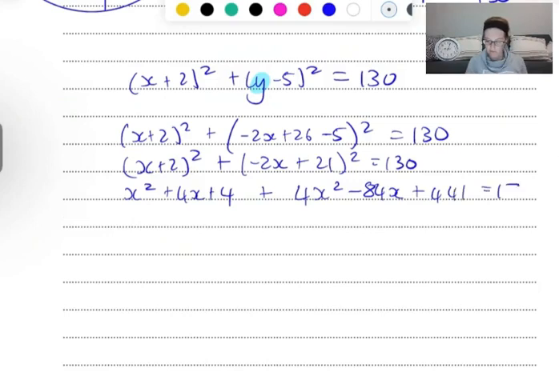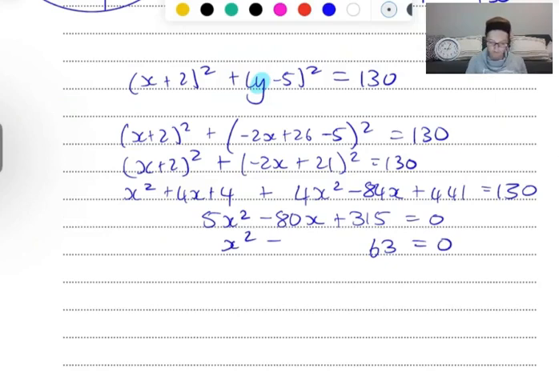141 is equal to 130. Okay, let's combine my x's. 5x squared. So 4 minus 84 minus 80x. And then I've got 4 plus 441 minus 130. I'm just going to divide everything by 5 because that's going to make it a lot simpler. A divided by 5 is 16x.